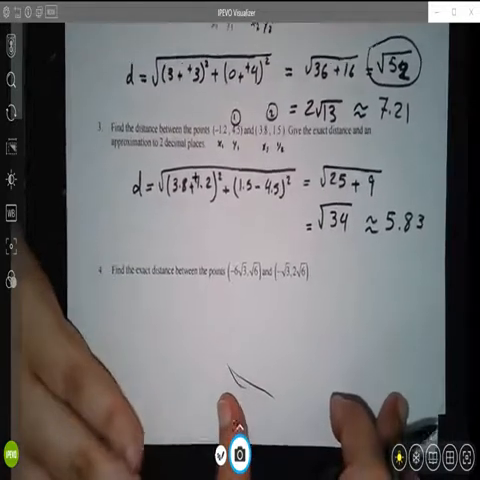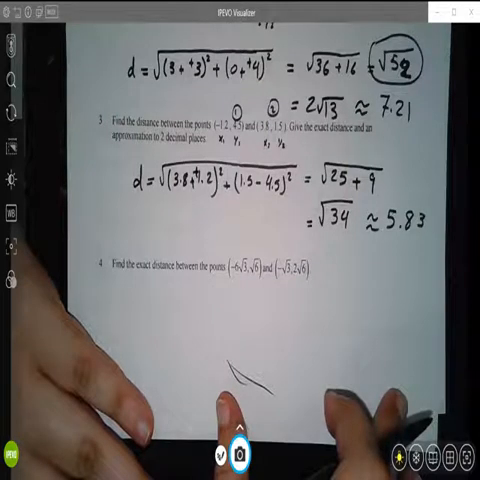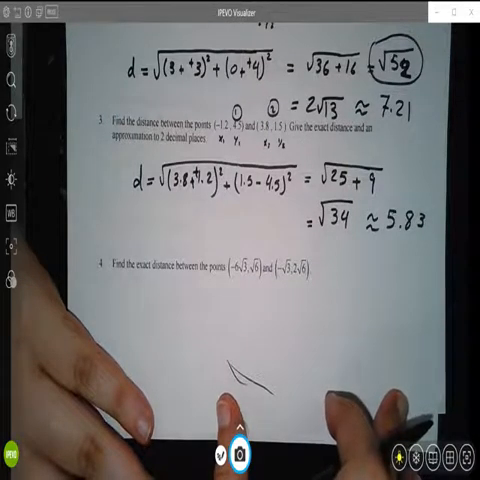I remember one time a student asked me, how do you calculate a root in your head? It's like, I don't. I can't do that. But yeah.